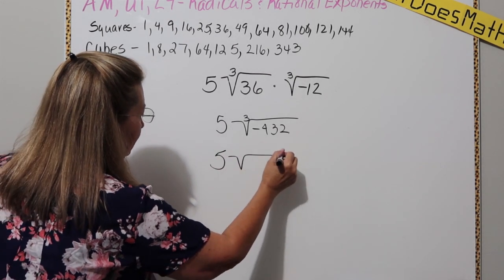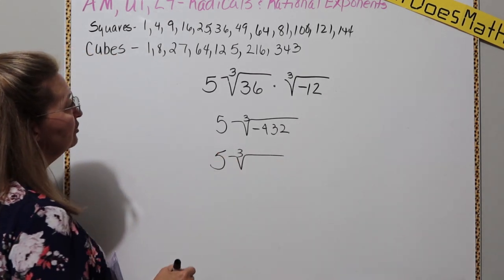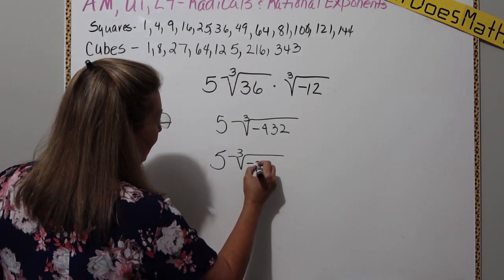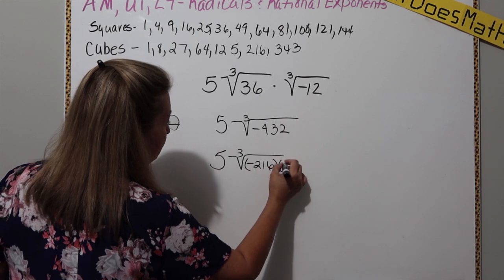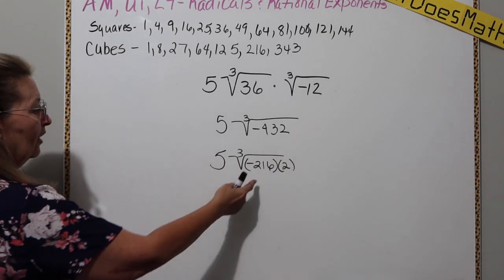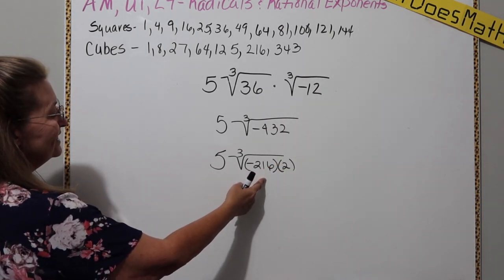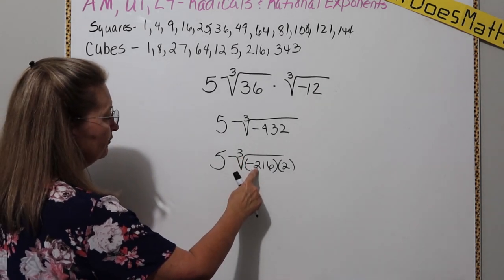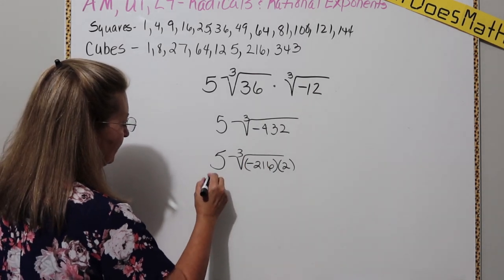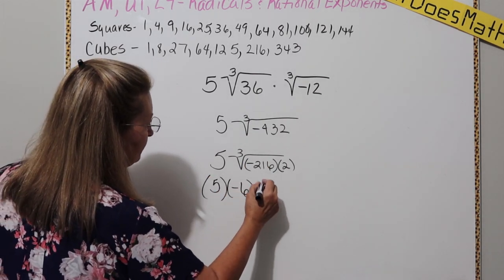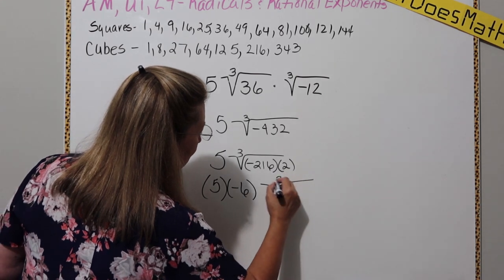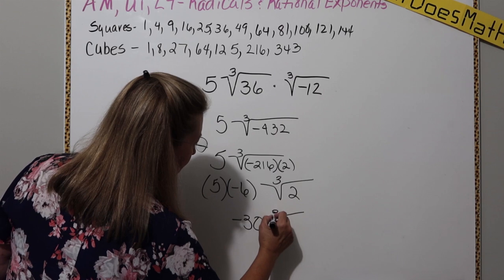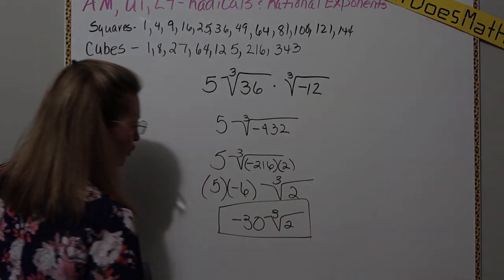What is a perfect cube that will go into negative 432? How about 216? So this is going to be negative 216 times 2. Now, the cube root of 216 is 6, and since it's negative, when you take the odd root of a negative number, that number just becomes negative. So we've got 5 times negative 6 times the cube root of 2, and 5 times negative 6 is negative 30, cube root of 2.